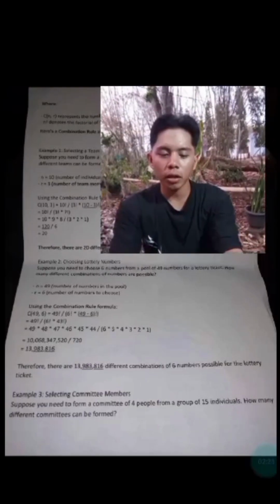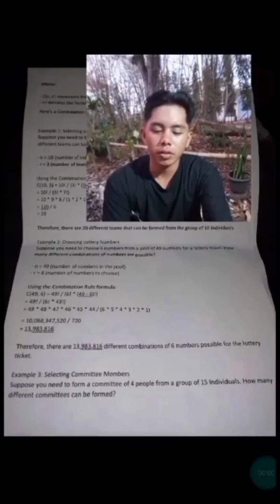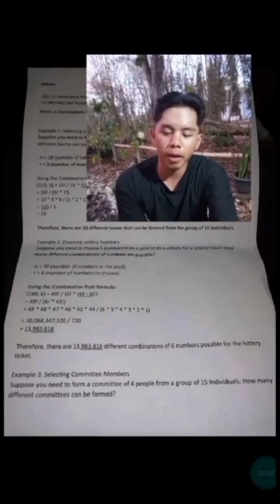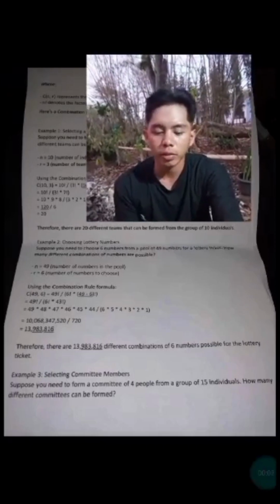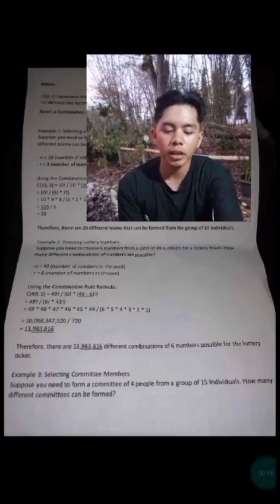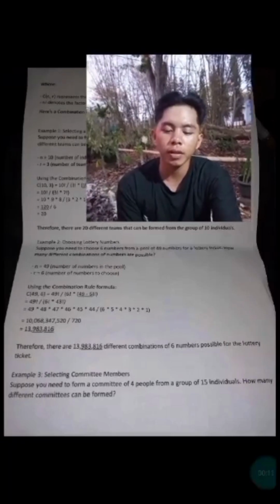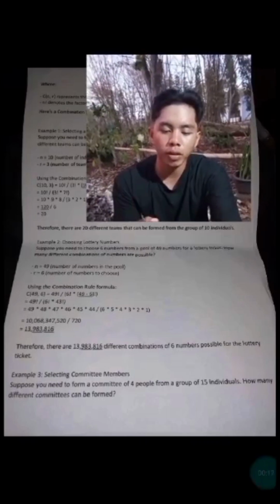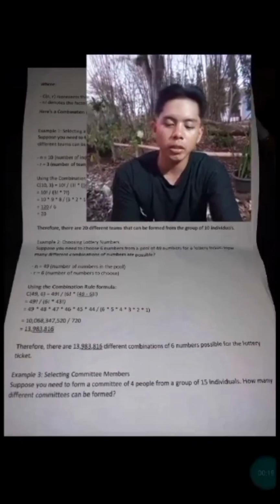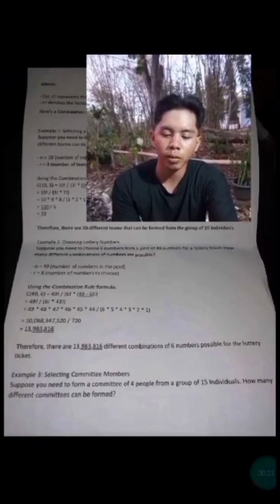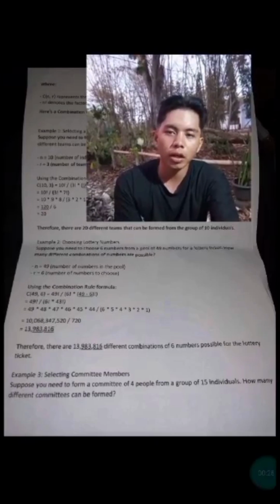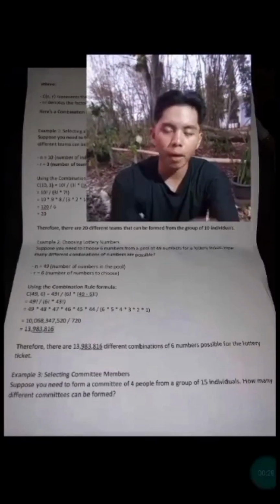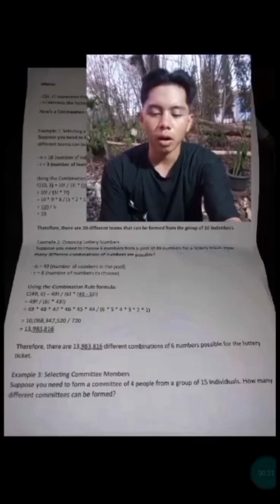So here we see the result. The result of multiplying 49, 48, 47, 46, 45 and 44 is 10,068,347,520. Then divided by 720. The 720 comes from 6 times 5 times 4 times 3 times 2 times 1. So we divide the two.